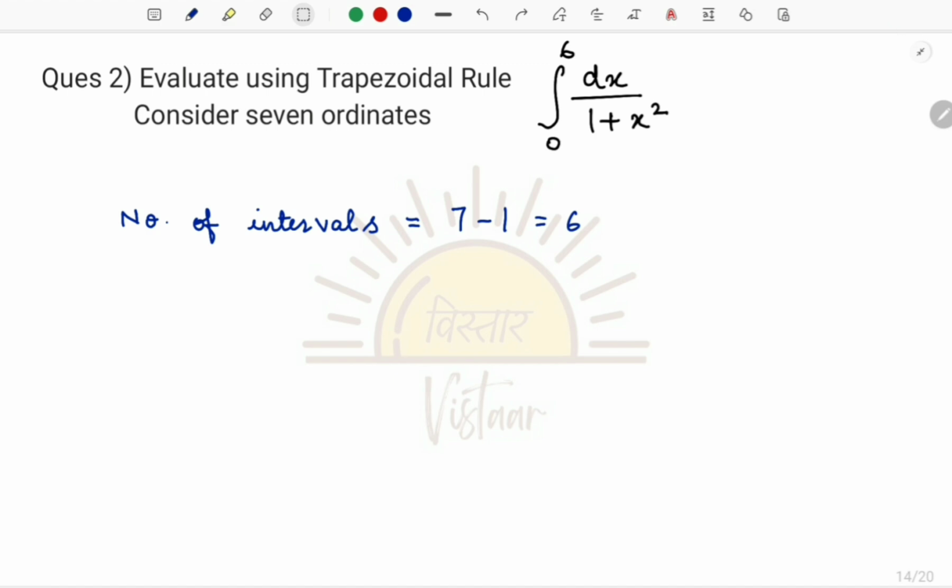Next we will write the values of a and b, which are the start and the end of the limit. The value of a will be 0 and the value of b will be 6. Next we have to find the value of h. h is b minus a divided by the number of intervals n. So we will get the value of h as 1.